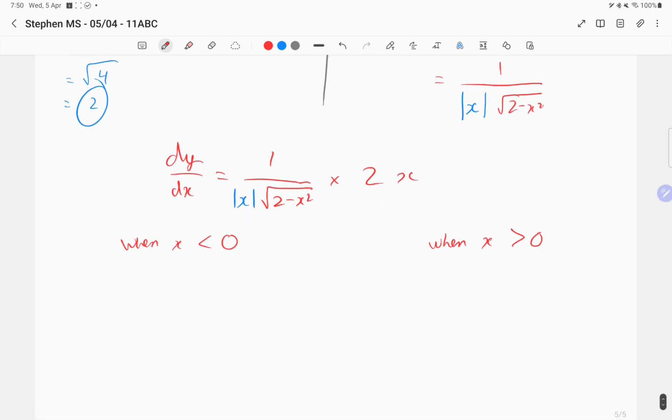So when x is less than 0, then dy over dx would be 1 over negative x. Does that make sense?